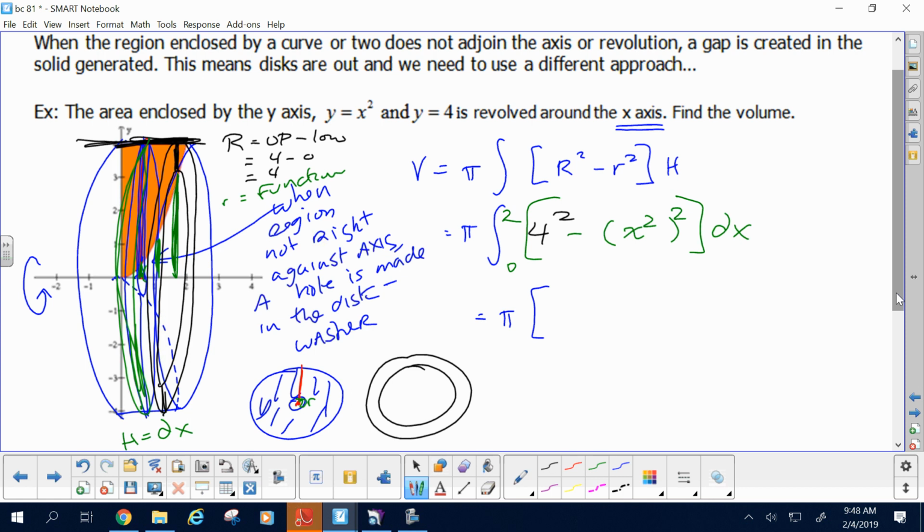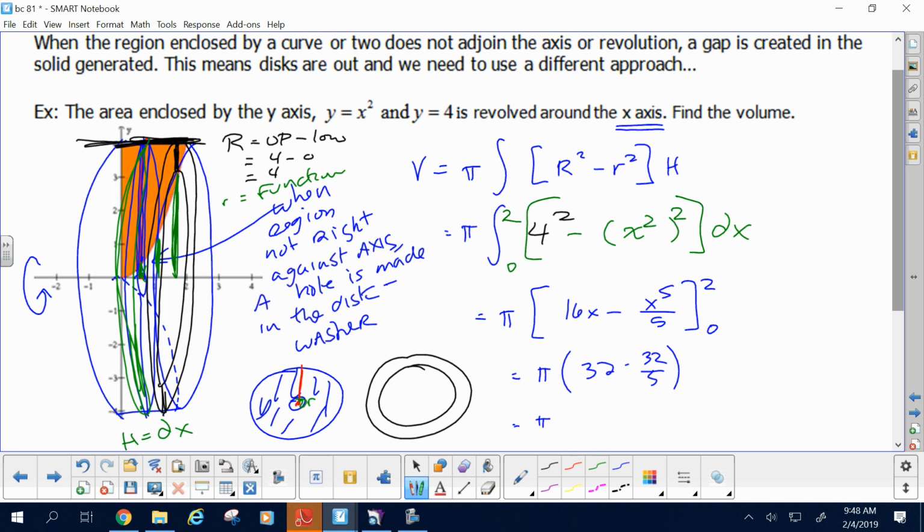What's the antiderivative of 16? 16x. And the antiderivative of x squared squared? X to the 5th over 5. X squared squared is x to the 4th, so the antiderivative of x to the 4th is x to the 5th over 5. I'm getting something like pi times 32 minus 32 fifths minus zeros.